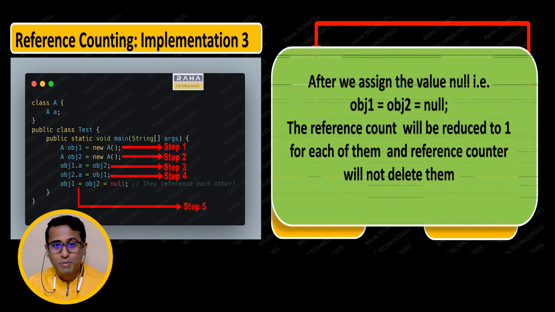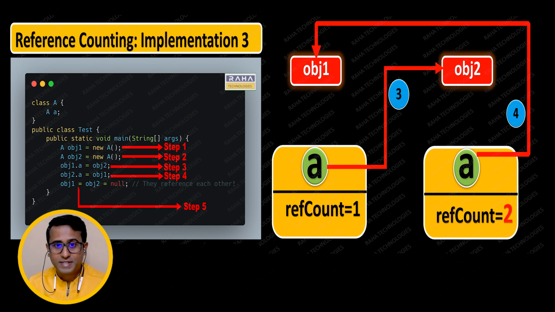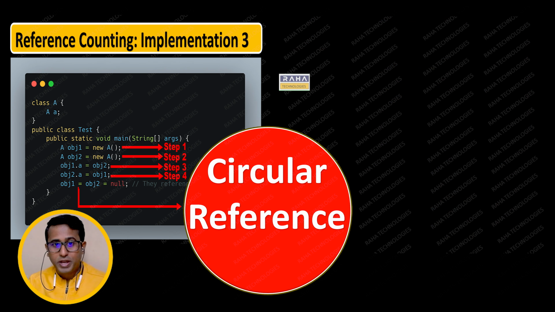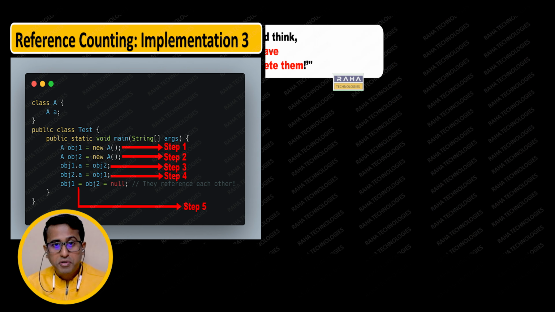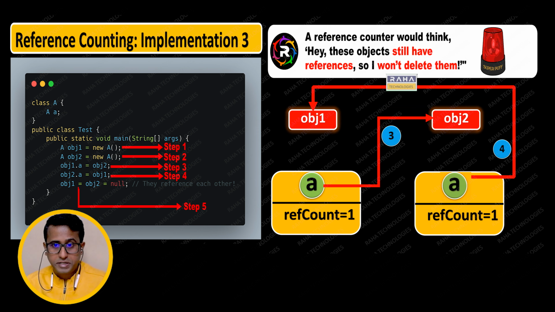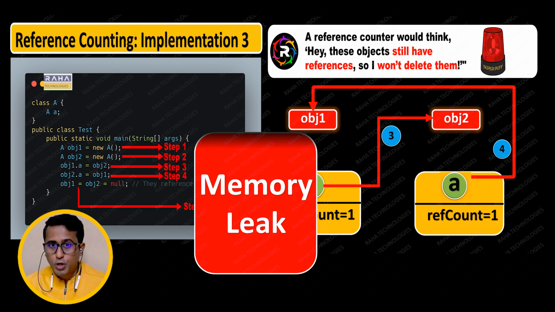Boom, we have a problem here, and that's called a circular reference. Both objects reference each other, but no external reference exists here. A reference counting garbage collector would never collect them, and that's why a memory leak would happen.